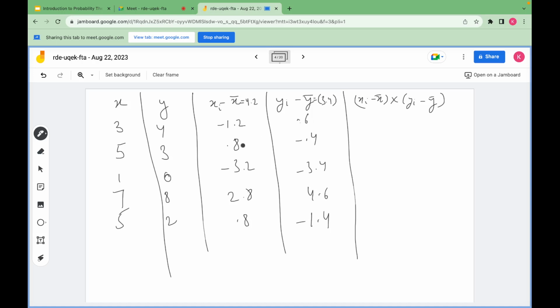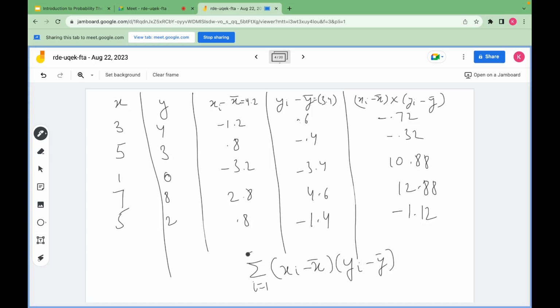Now you will multiply these values together. For the numerator, we want the summation of the products of these two values. So these are the values, and the summation of xi minus x bar into yi minus y bar from i equal to 1 to 5 is the sum of all these values, which is 22.6.